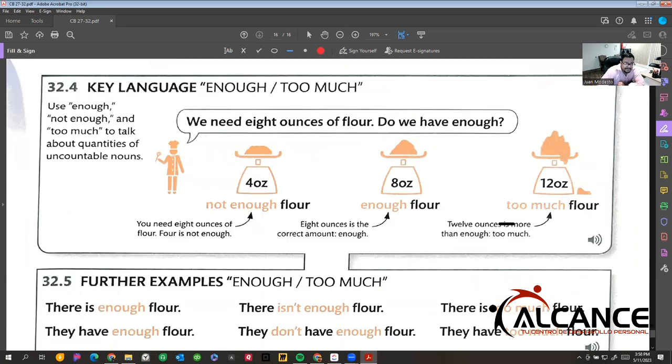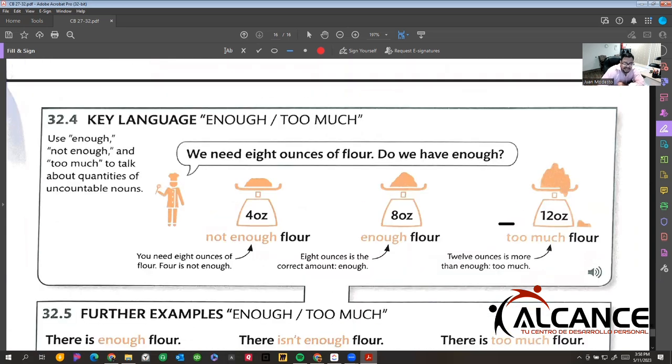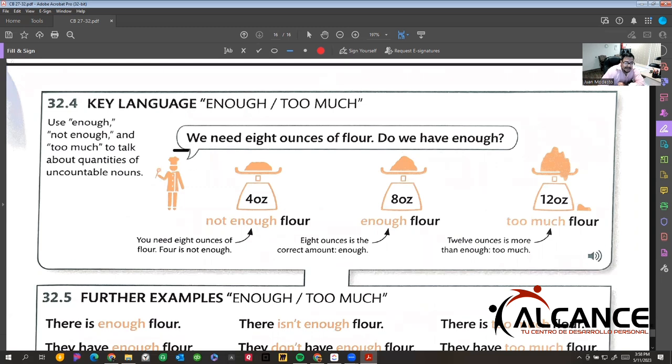Same thing here. When you don't have enough of something, cuando no tienes suficiente, the chef here is saying, we need 8 ounces of flour. Necesitamos 8 onzas de harina. Do we have enough? For this one, we only have 4 ounces, so it's not enough. For this one, 8 ounces, so we have enough flour because he wants 8. Cuando tenemos demasiado, we use much. Remember, no se puede contar, so we have too much.